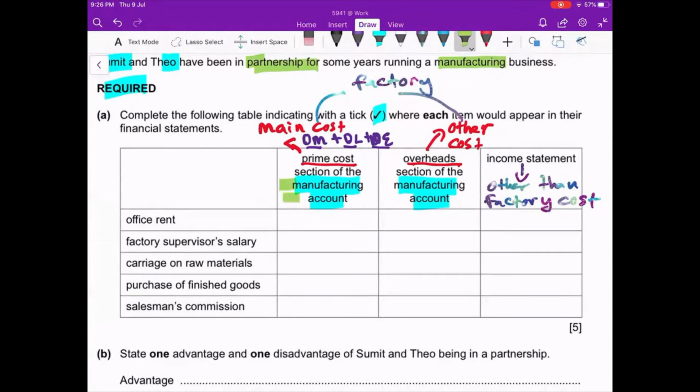In the manufacturing account, the prime cost means the factory's main cost, which is direct material, direct labor, and direct expenses. And overhead in the manufacturing account is other expenses or other costs of the factory, other than the main cost. And in the income statement, all the office expenses other than the factory expenses, and income, will go to the income statement. Remember this: anything related to shop or office will go to the income statement.